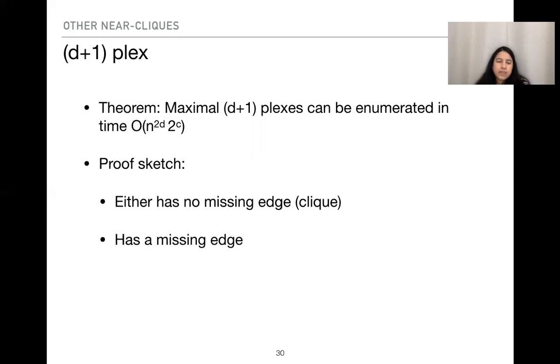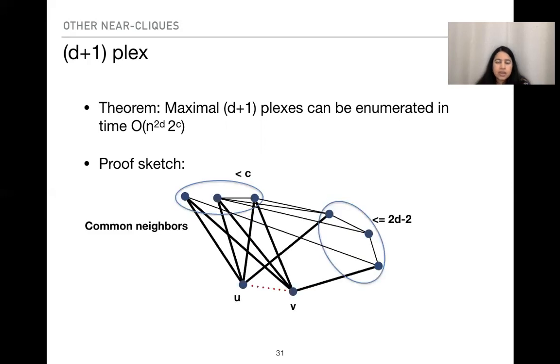So a maximal D plus one plex can be of one of two types. Either it has no missing edge, in which case it is a clique, and so this can be counted using the algorithm that I described earlier. The second case is when it has a missing edge. Now in this case, suppose UV is the missing edge.